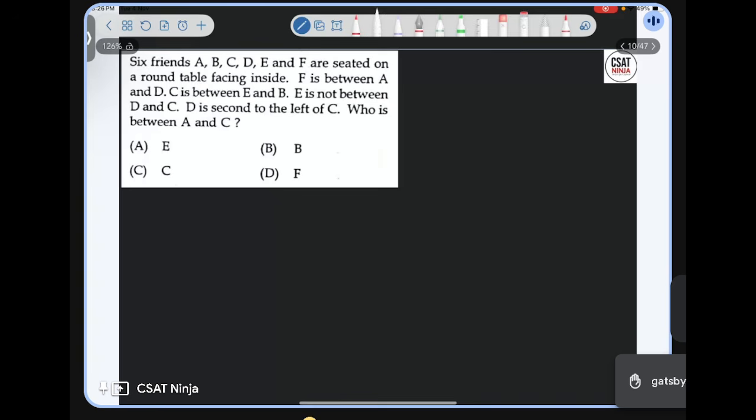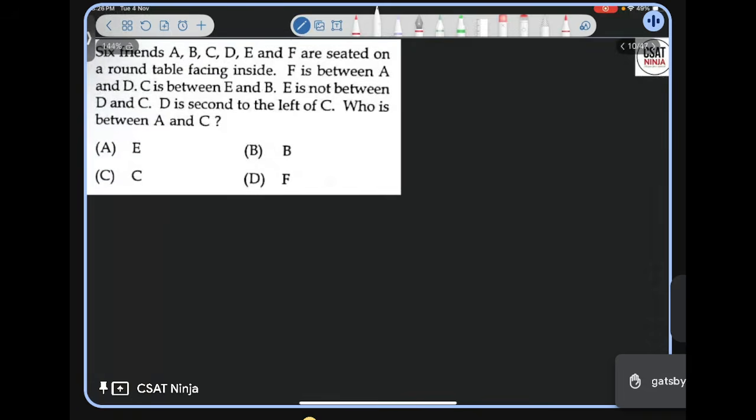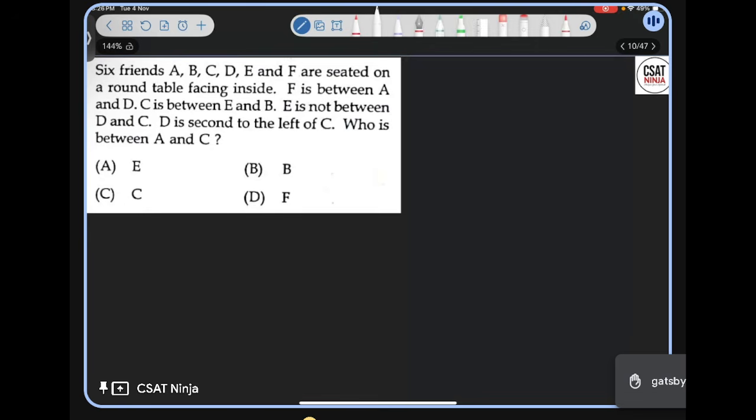Welcome. The next question is seating arrangement. 6 friends, A, B, C, D, are seated on a round table. I always repeat this every time when I take class: circular arrangement is very important for NPSC and NSSB. So we have 6 persons here, 1, 2, 3, 4, 5, and 6. The question says they are facing the center, that means looking inside the circle. Remember, whenever you are solving a seating arrangement question, you imagine yourself sitting here.